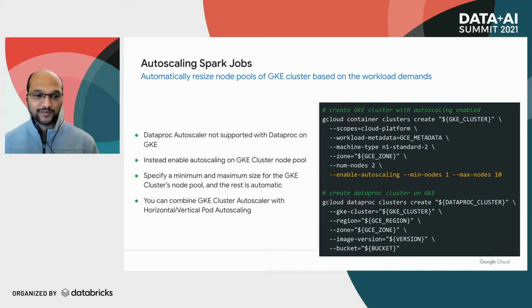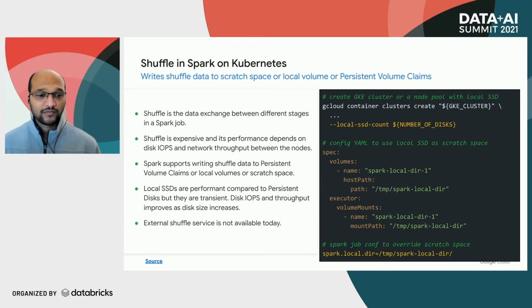GKE's cluster autoscaler automatically resizes the number of nodes in a given node pool based on the demands of your workloads. So you don't really need to manually add or remove nodes or even overprovision your node pools. Instead, you just specify a minimum and maximum size for your node pool, and the rest is automated. You can also combine the GKE cluster autoscaler with horizontal pod autoscaling or vertical pod autoscaling. As you can notice here in the snippet, when creating the GKE cluster, you specify those autoscaling options.